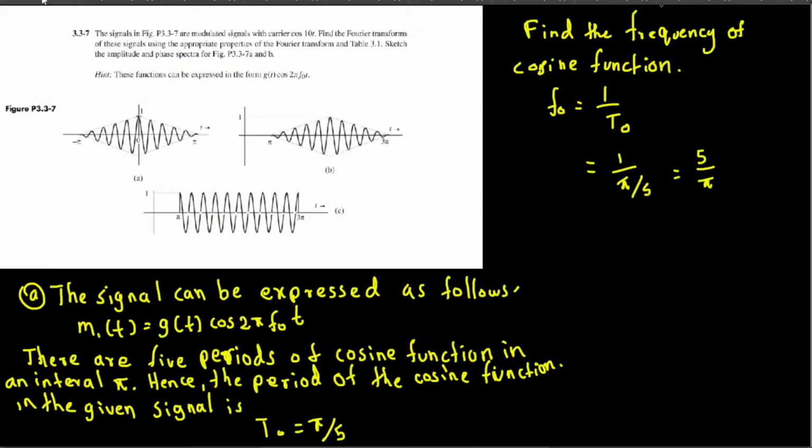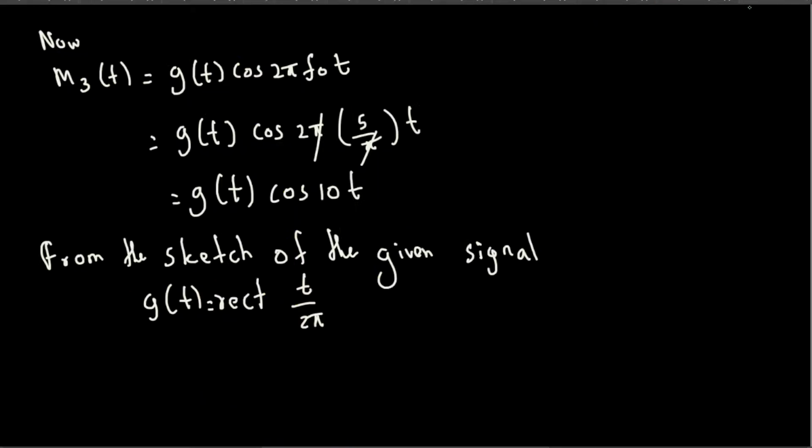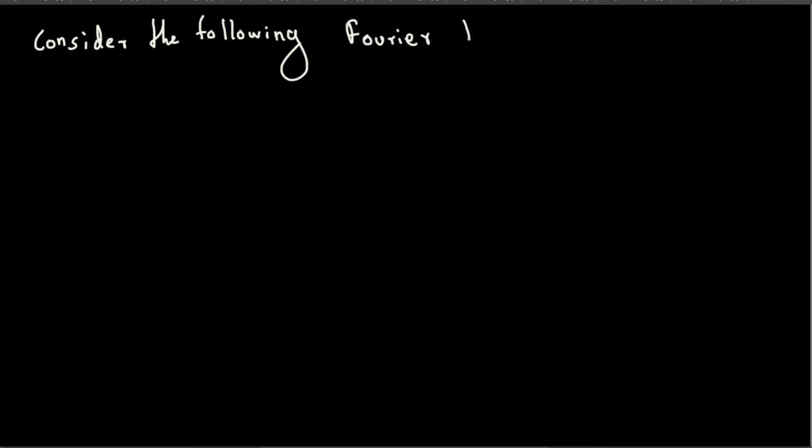Okay, how do we know? Because if you look, previously we had a triangular, here we have a rectangular step. So let's do the Fourier transform. Consider the following Fourier transform pair.